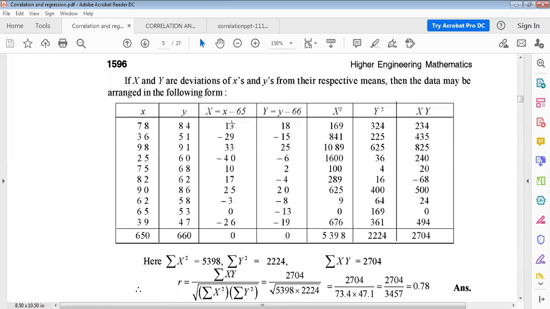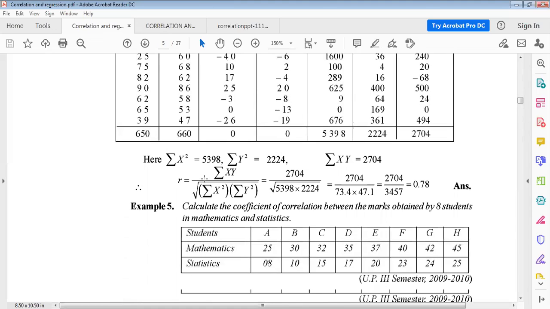Now squaring this, we get the X square column. Squaring this, we get the Y square column. Multiplying these two columns individually, we get the XY column. Now taking the summation, we get summation X square, summation Y square, and summation XY. Karl Pearson's coefficient of correlation is given by this formula.